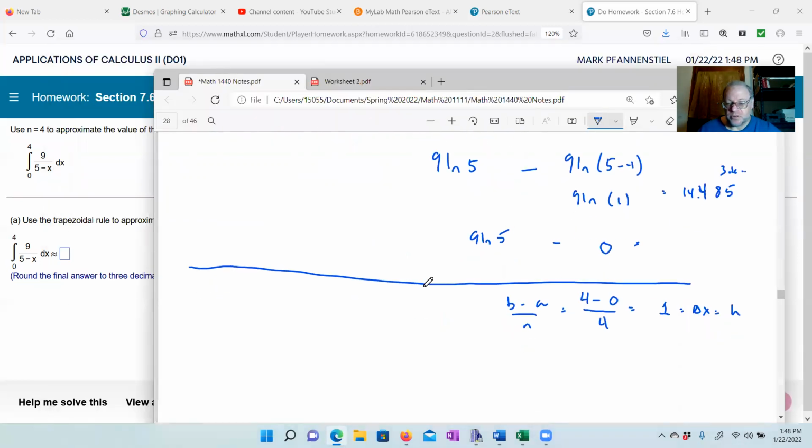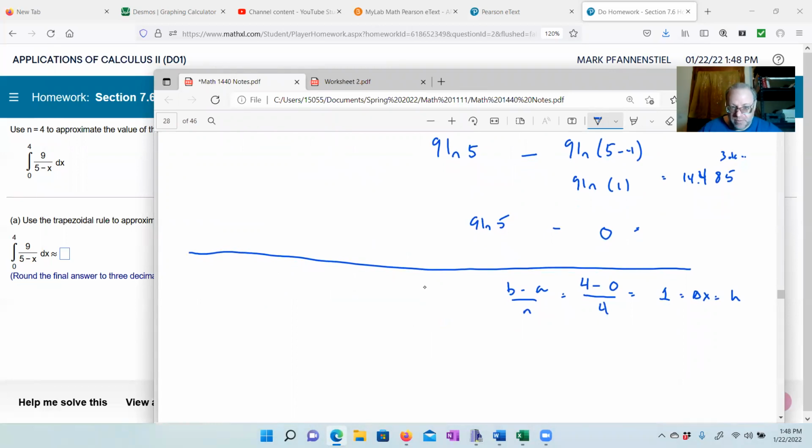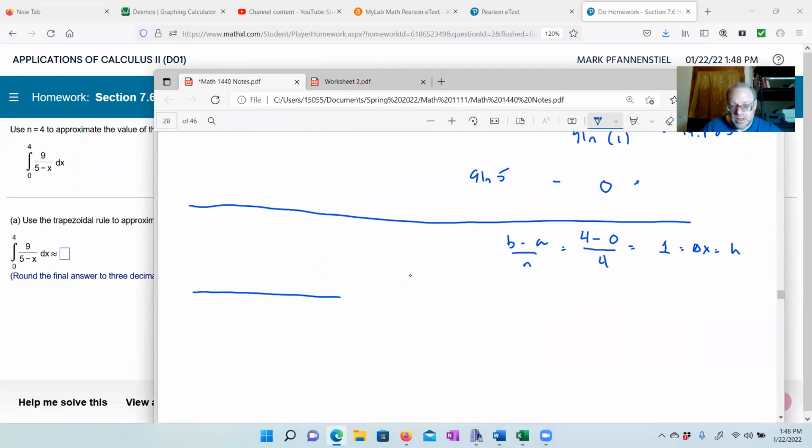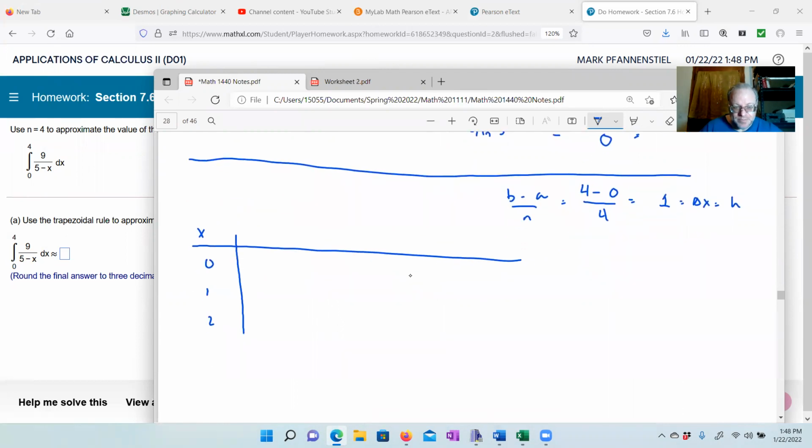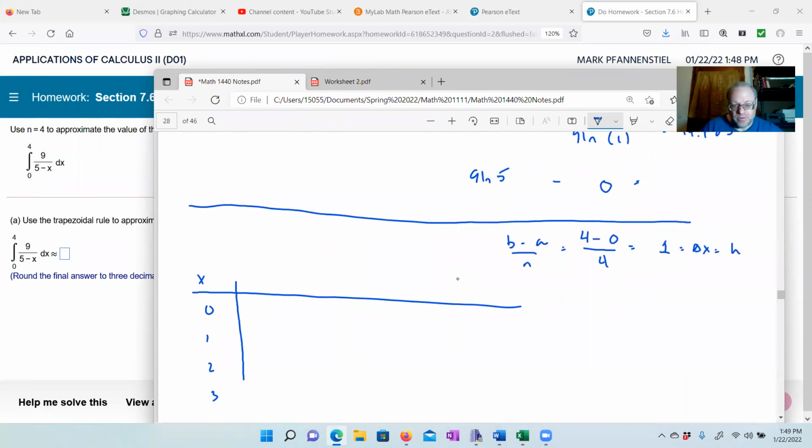So the next thing we're going to do is make a little table here that we're going to need. So here are our x's: 0, 1, 2, 3, 4. Next thing we need is 9 over 5 minus x. Remember, we haven't done anything here. We don't know what the integral is yet, let alone a numerical value. We just have this function. This might be a chart, a table, or a graph. You might have to look these numbers up rather than calculate them.